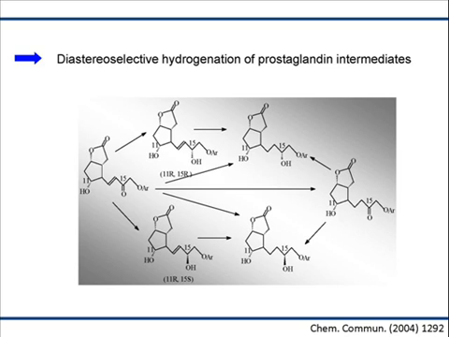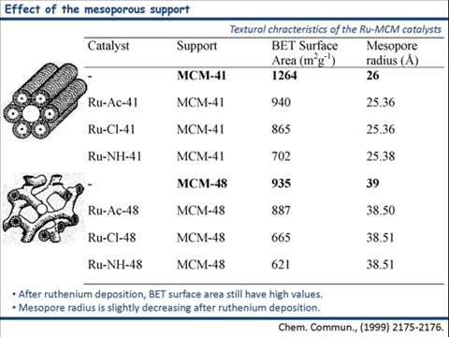So in that moment we thought, okay, let's look for the effect of the mesopores, and we started to check the effect of two kinds of famous mesoporous materials of that time, MCM-41 and MCM-48. We looked at the effect of the precursor: acetate, chlorine, amines for the ruthenium. We looked rapidly at the preparation procedures. And what we did at that moment was to be sure that ruthenium is inside.